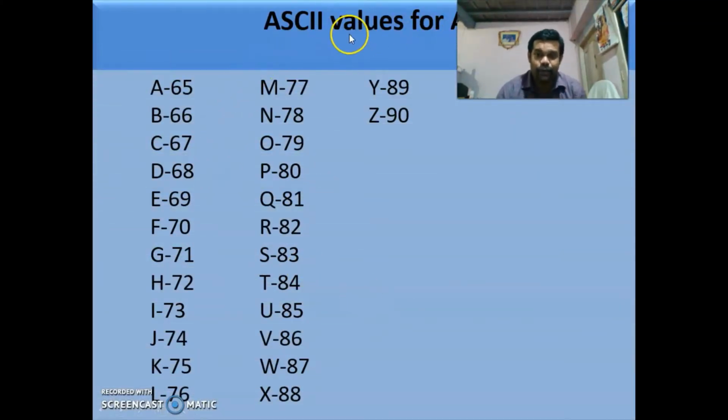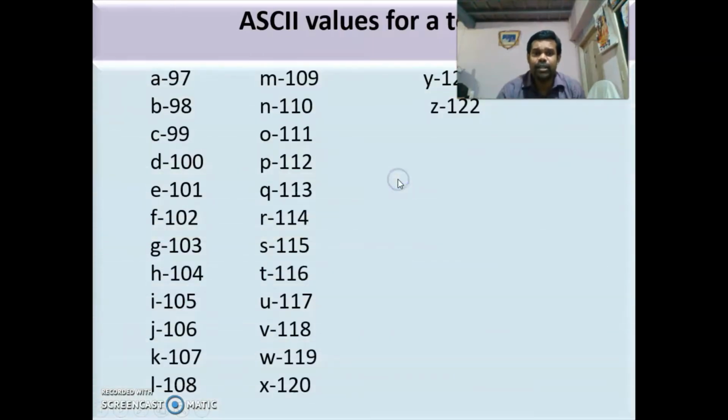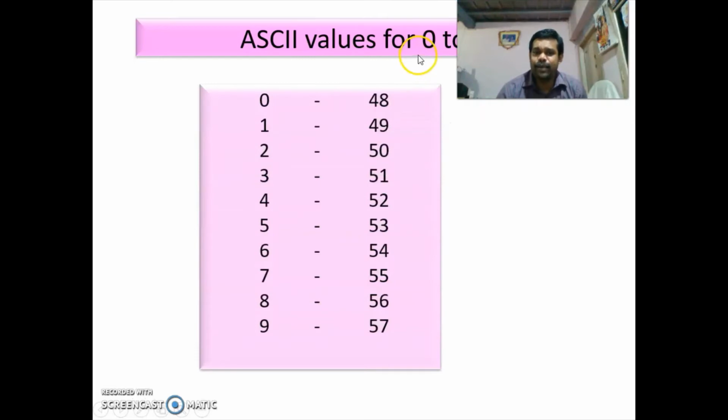Now the ASCII values for capital A to Z: the ASCII value of capital A is 65, B is 66, and Z is 90. The ASCII values for small a to z: for small a it is 97 and small z it is 122. Now the ASCII values for 0 to 9: for 0 the ASCII value is 48, for 1 it is 49, and for 9 it is 57. So each number has a value.